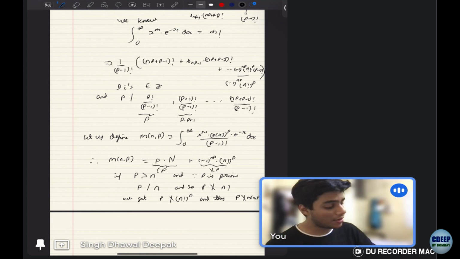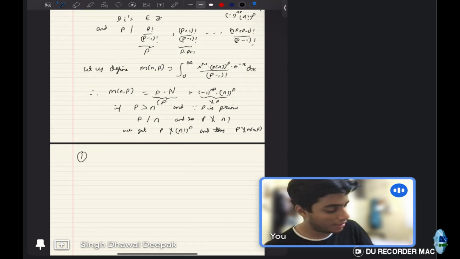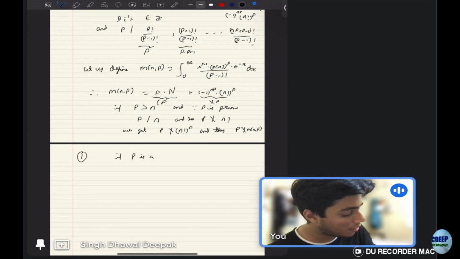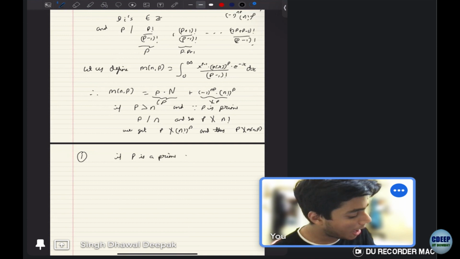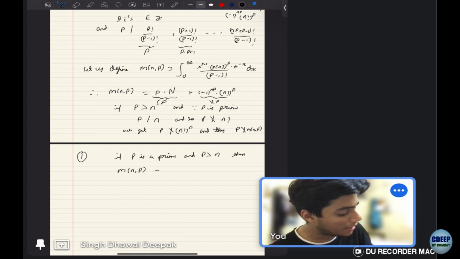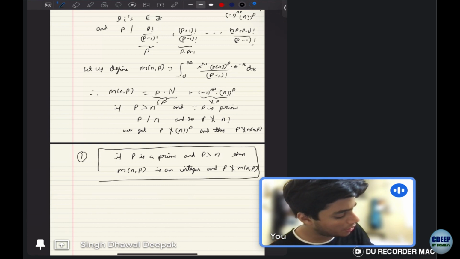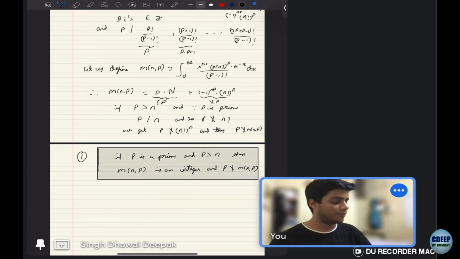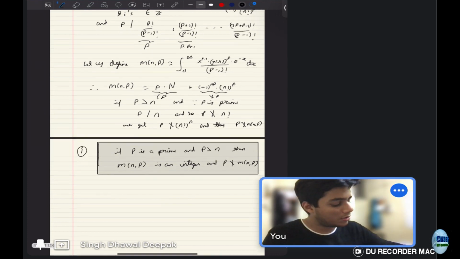So this is our first important observation, that if p is a prime and p greater than n, then m_n(p) is an integer and p does not divide m_n(p). This will be our first observation that we will use in our proof for transcendence of e. So let me just put it in a box. Now let us move on.